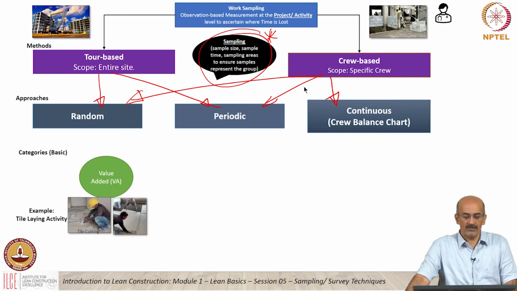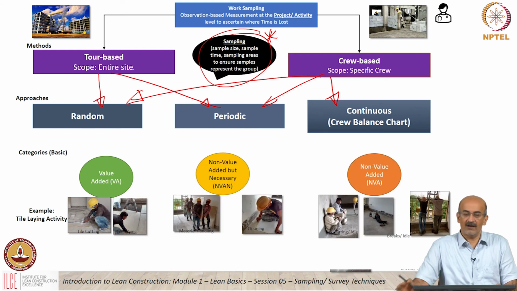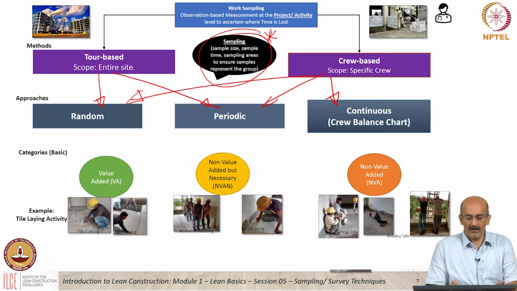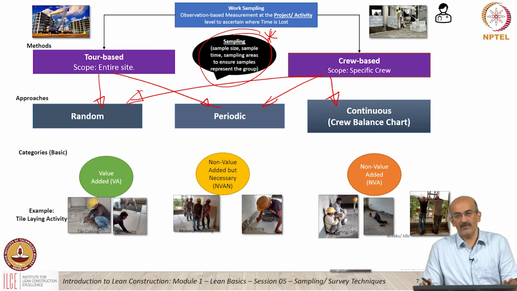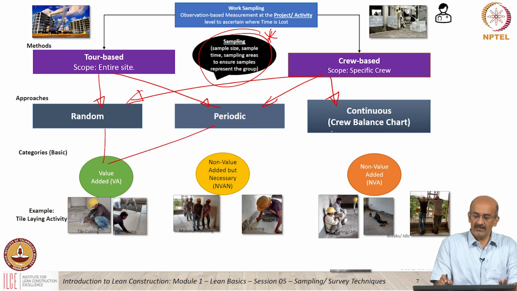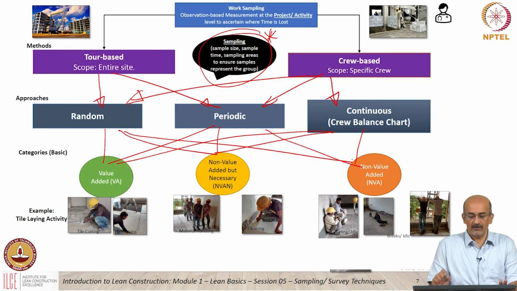Now, once we do sampling, what we ultimately want to do is to classify the work into three categories which we have covered before: value added, non value added but necessary, and non value added. These would be the broadest general categories you want to come out of a work sampling study. All of these approaches can do these classifications. This might look a little crowded, but basically in any of these approaches I would like to get this, and at a very broad level, this is my main output.